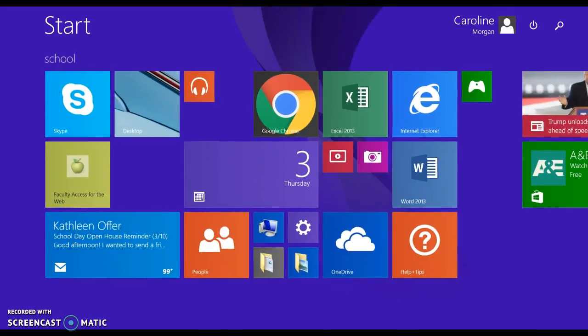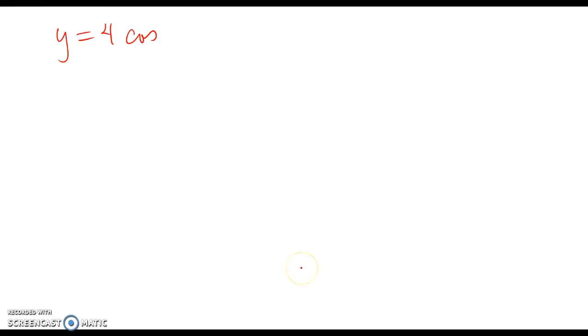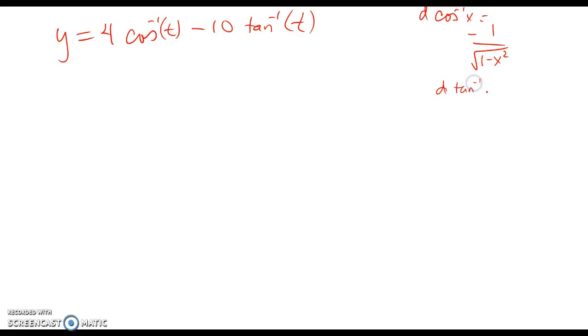All right, first example is, let's take this function. Y equals 4 cosine inverse of t minus 10 tan inverse of t. Well, we look at our sheet, the derivative of cosine inverse is negative 1 over the square root of 1 minus x squared, right? And the derivative of tan inverse of x equals 1 over 1 plus x squared.